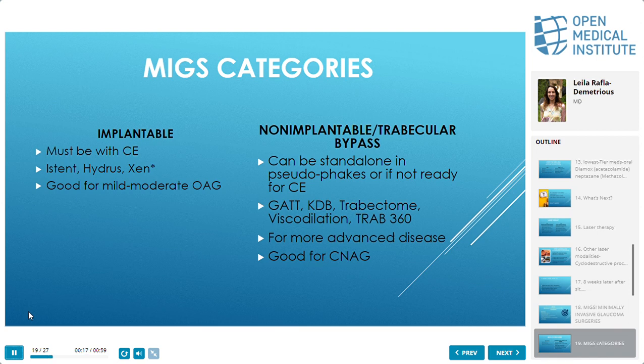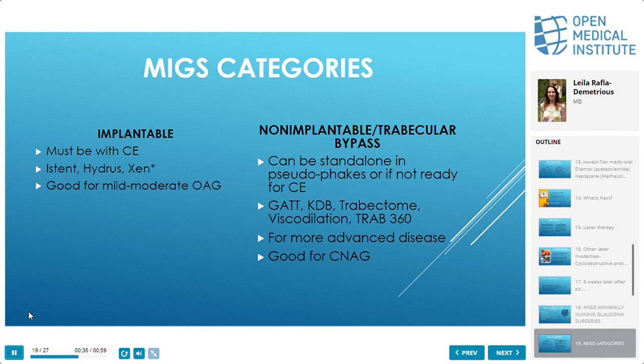MIGS are in 2 categories. We have the implantable ones and then non-implantable. So the implantable, they right now are only permissible with a cataract extraction, and these are the iStent and the Hydrus and the Zen. Again, the Zen is sort of a hybrid, and they're good for mild to moderate glaucoma.